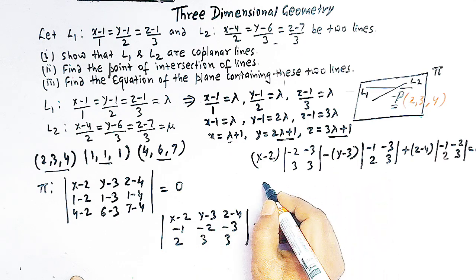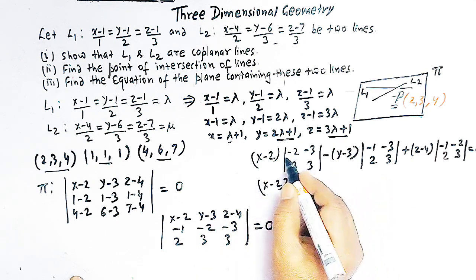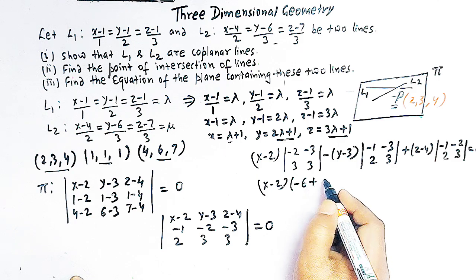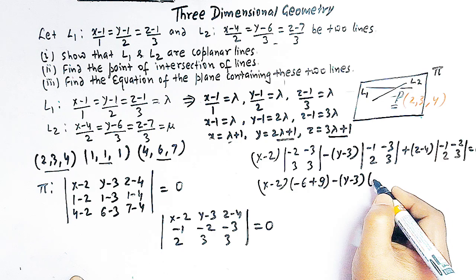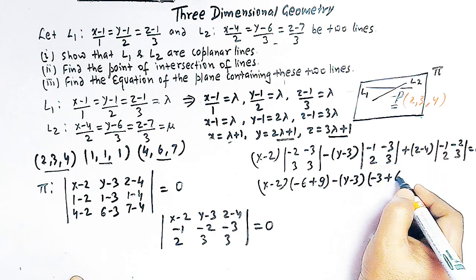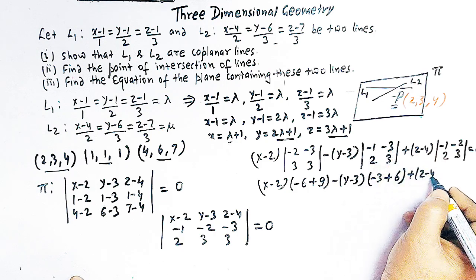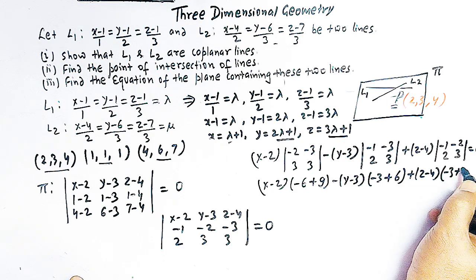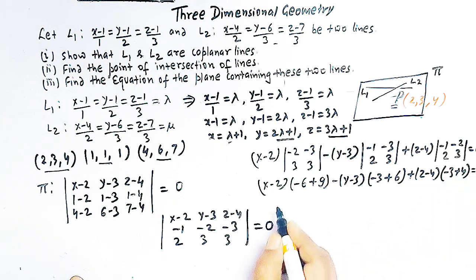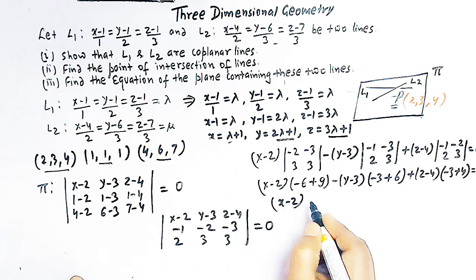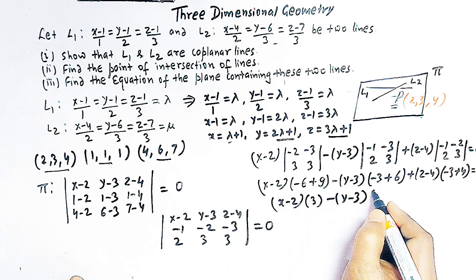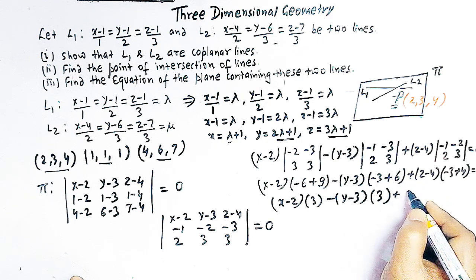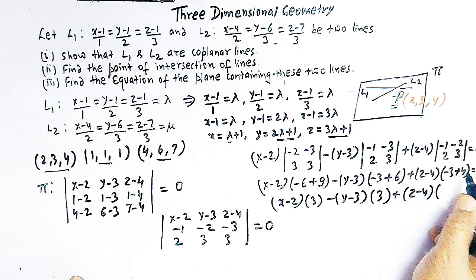like this. So we have x minus 2, here we have minus 6, then plus 9, then y minus 3, and here we have minus 3, then plus 6, and then we have z minus 4, and minus 3 plus 4 is equal to 0. So now we have x minus 2, 9 minus 6 is 3, y minus 3, here we have 3, and then z minus 4, and 4 minus 3 is 1, right?